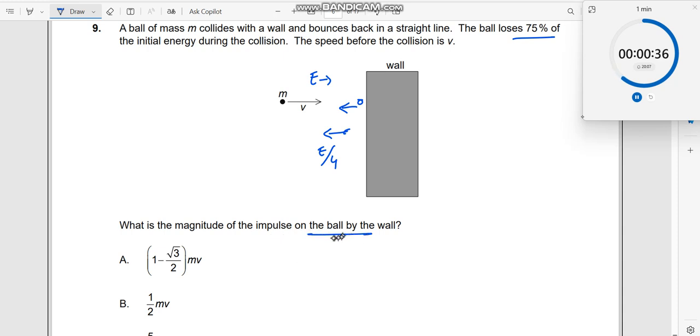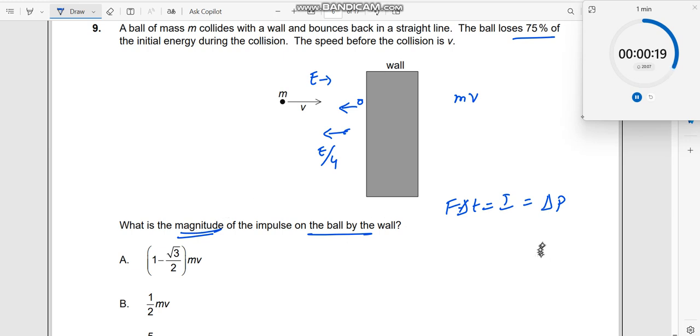So what is the impulse? Impulse is nothing but F times delta T, or this can also be called delta P, right? Now let us see what is delta P over here. M into V is the initial momentum. The question is asking about the magnitude.